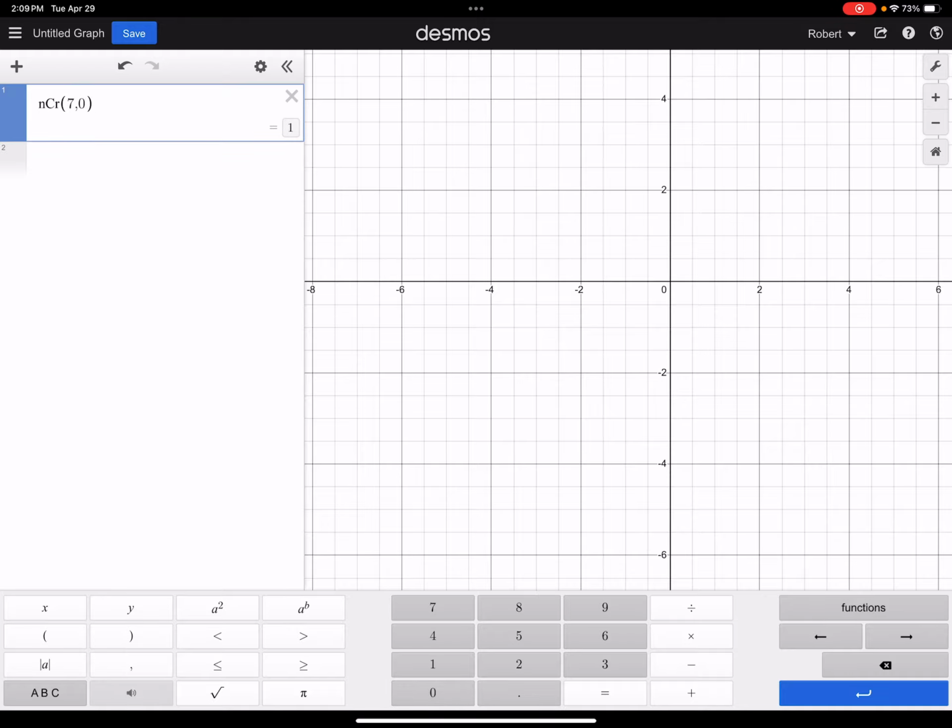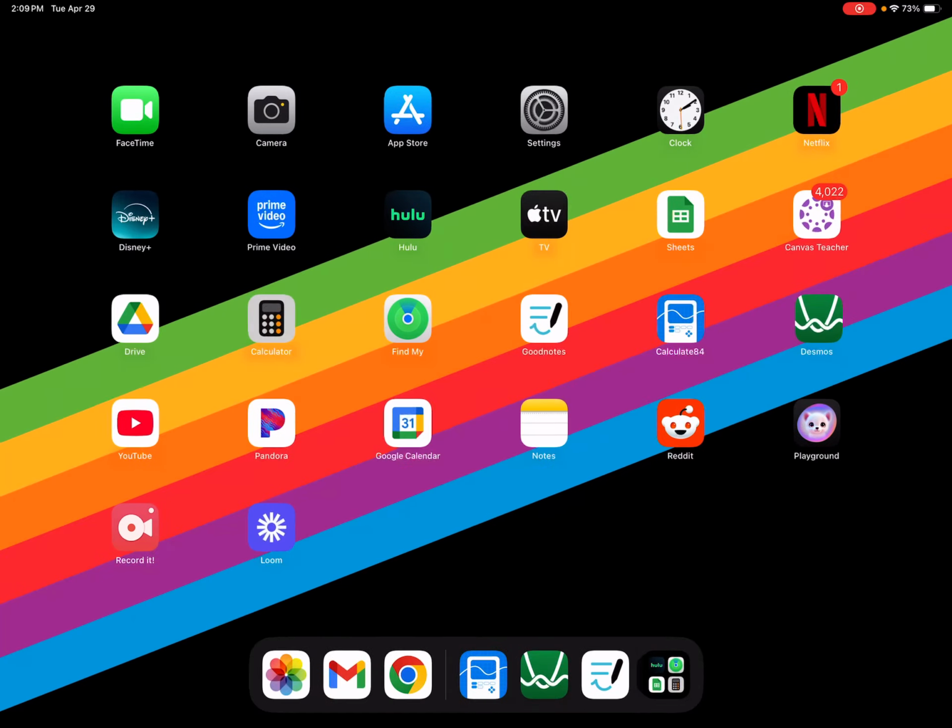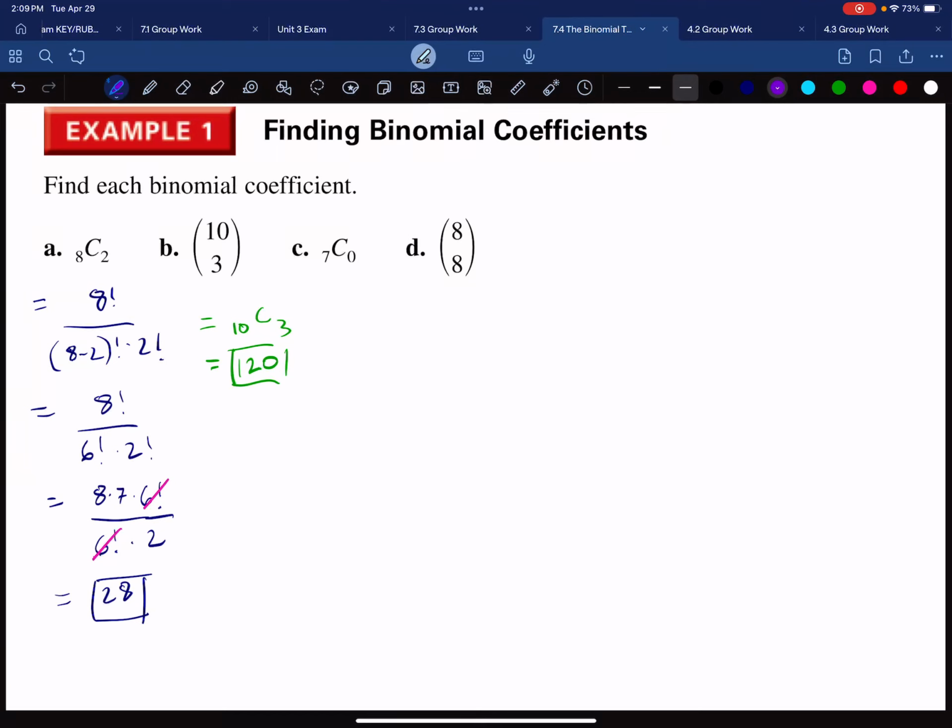And it'll tell you there is one way to choose 0 objects from a group of 7. You just don't choose any objects. So 7 choose 0 is 1. Okay, so this one comes out to 1. And lastly, 8 choose 8.